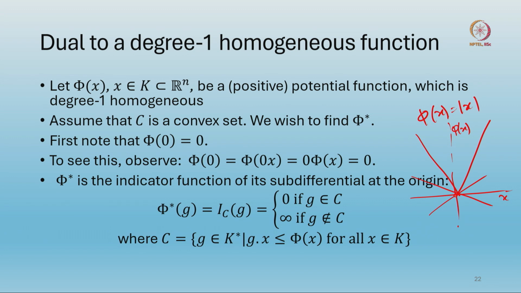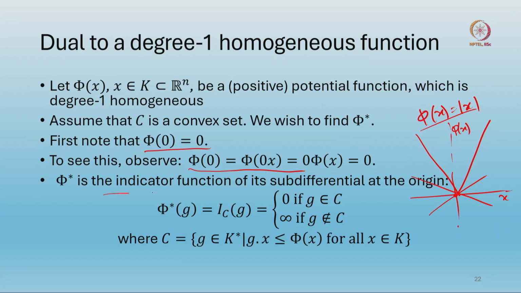This is the basic idea here, and we will observe two important things. One is that when phi x is a degree 1 homogeneous function, then always phi 0 equal to 0. At x equal to 0, phi 0 is always 0. Why? Because you can observe that phi 0 is phi of 0 times x, but 0 is the multiplier lambda, right. So 0 comes out because it is degree 1 homogeneous. So it is 0 times phi x, which is 0. So it is always true that phi 0 equal to 0, right.